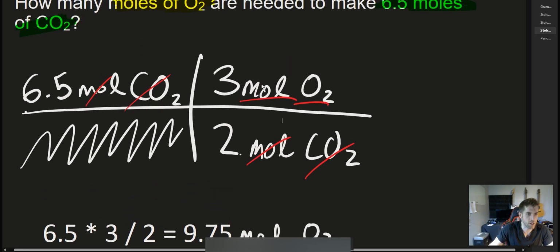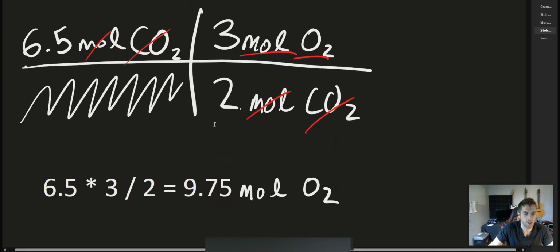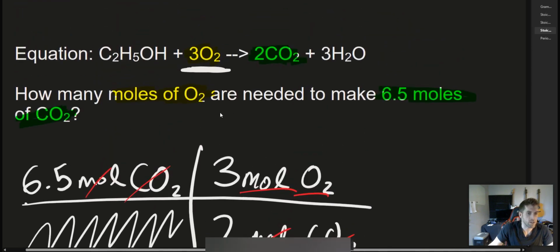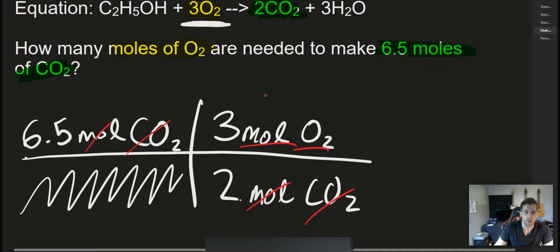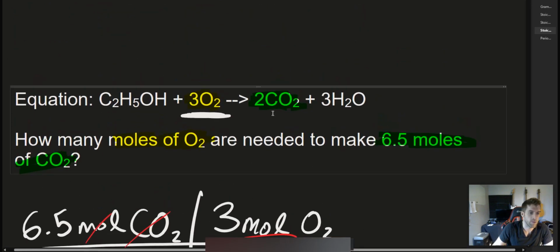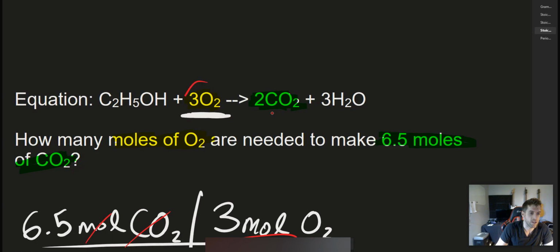Now, some teachers might look at this. We'll use the same problem for a variation here. They might say, what is the ratio between two things? And say it's a ratio between oxygen and carbon dioxide, or a ratio between O2 and CO2. It's quite simple. We notice that the oxygen has a coefficient of 3, and the carbon dioxide has a coefficient of 2. So the ratio would be 3 to 2, if that was how they were explaining it.